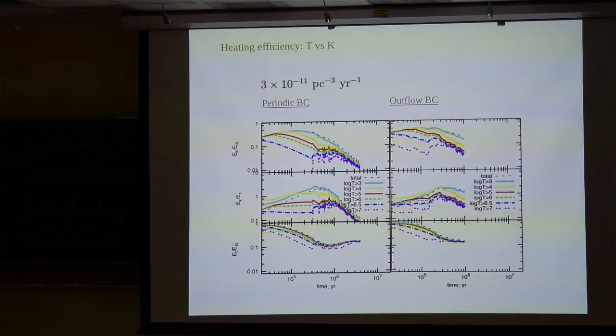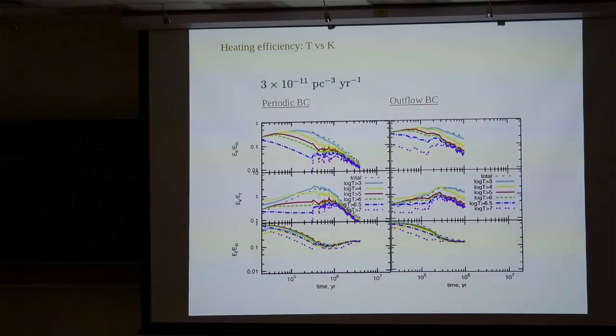Here I show the ratio of kinetic energy to thermal energy. You see here the periodic boundary condition: the ratio grows first, and then goes up. At the very initial stages it is the lowest, when we compare different phases, and then it goes down.